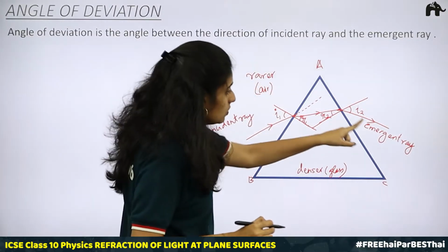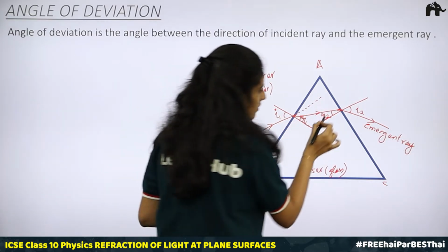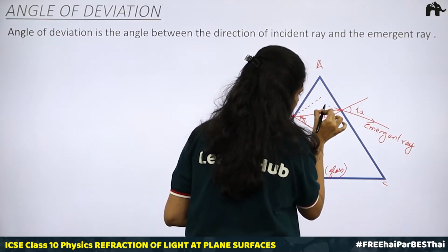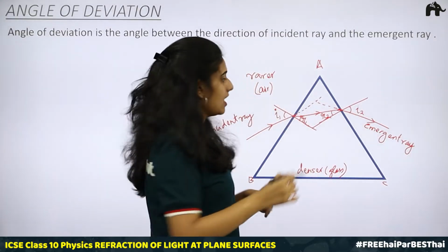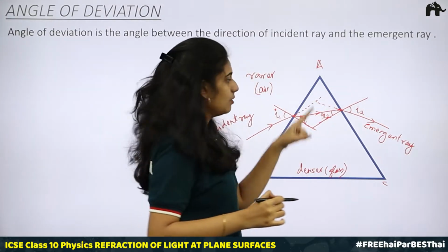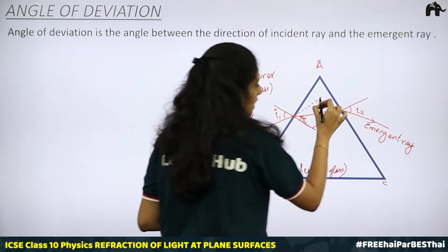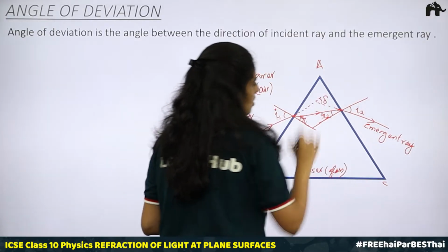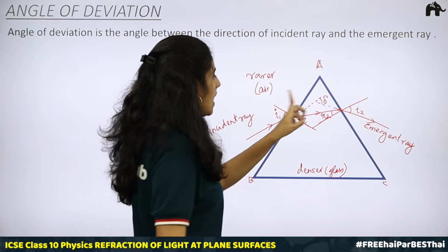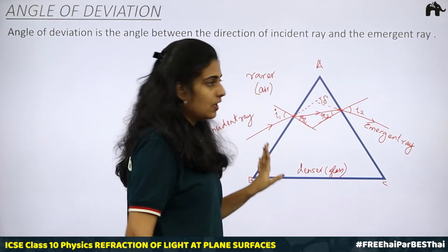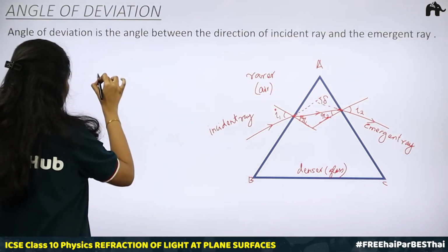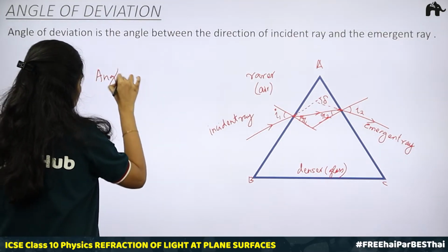Also, we are going to extend this emergent ray. So this extended emergent ray and the extended incident ray will be meeting at a point. An angle is made there. This angle is called the angle of deviation and it is represented by delta. Clear?